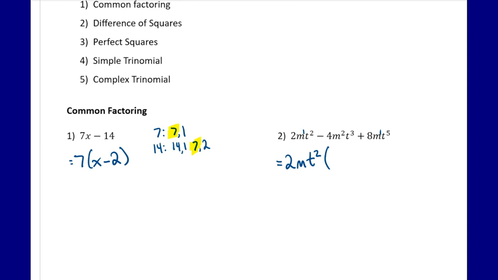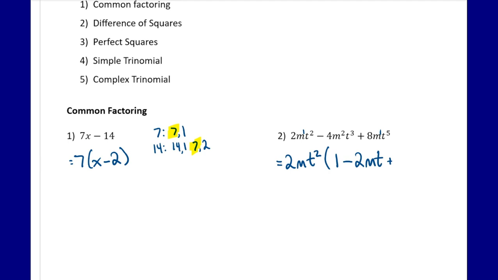So now I'm going to look, 2mt squared times what gives me the first term? Because it's the exact same thing, I'm going to put a 1 there. There needs to be a placeholder if it's the exact same thing, because 1 times 2mt squared gives me the same thing. Look at the next term. Instead of the 4, we're going to have a negative 2, because 2 times negative 2 is 4. We're going to have an m, because m times m is m squared. And we're also going to have a t, because t squared times t is t cubed.